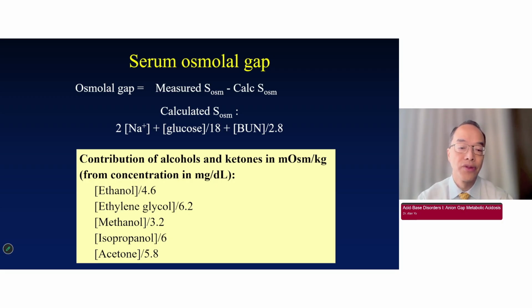And so once you've done that, you can simply divide that by 4.6 to determine its contribution to the osmolar gap, and that will tell you whether, in addition to ethanol, there are other osmotically active substances that are potentially more toxic that you need to be aware of. And here are some of them.